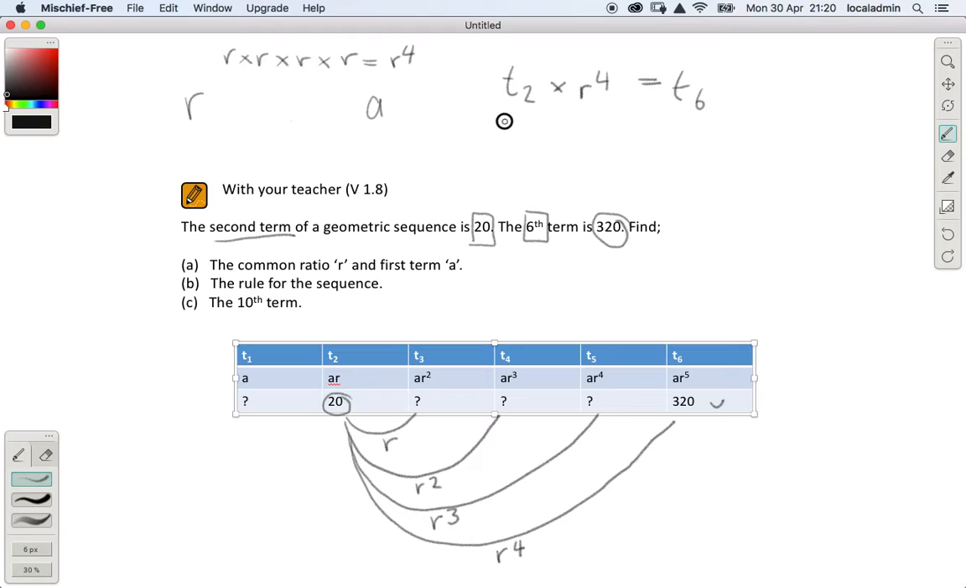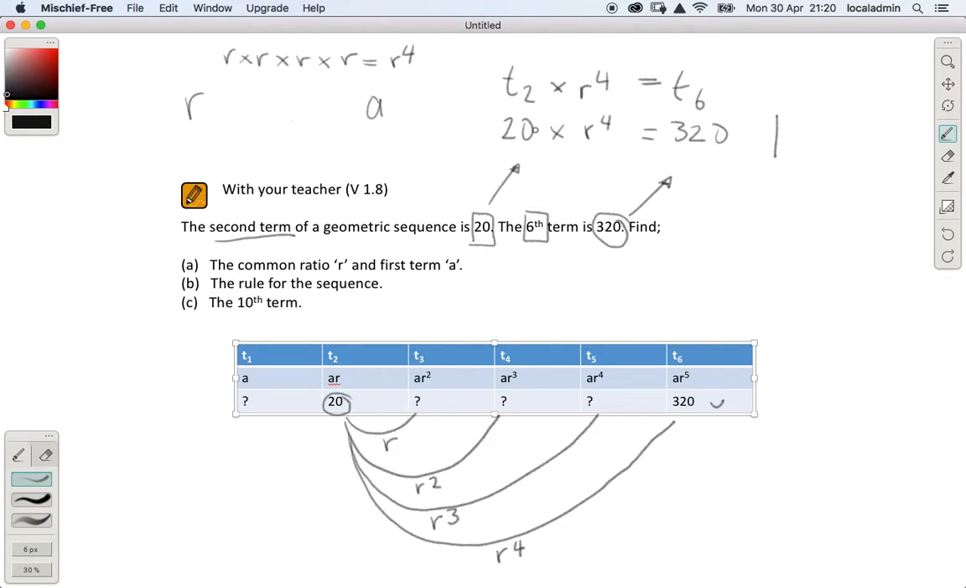Okay, so we know that term 2 is 20 times r to the power of 4 equals 320. So that's all we did. We substituted our second term there, and we substituted our sixth term there. And from there, we only have one unknown, one variable that we need to solve for. So now we're doing algebra again. We want that r by itself. So we get rid of that one.